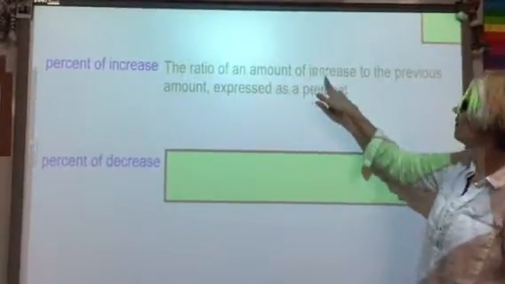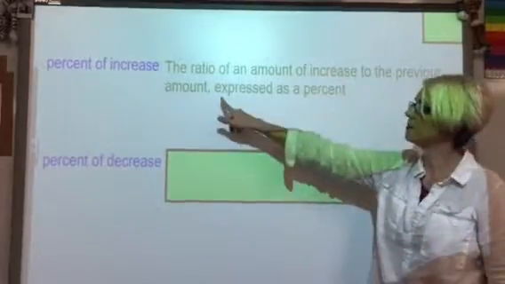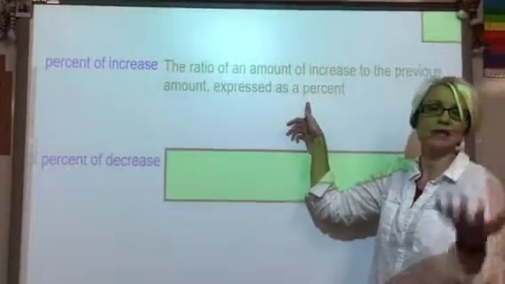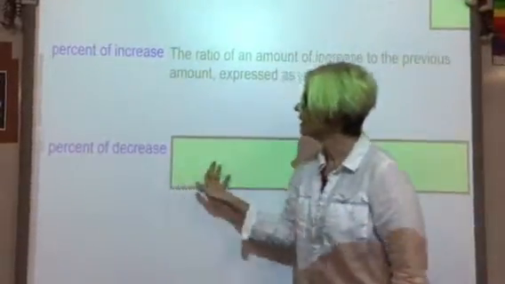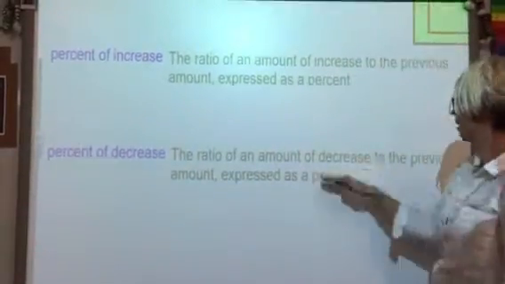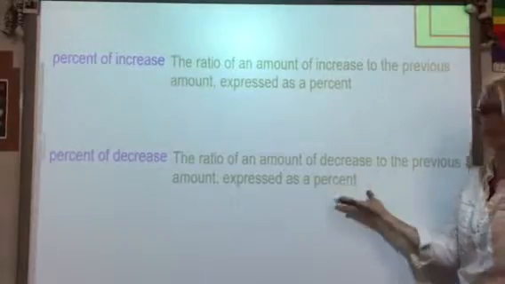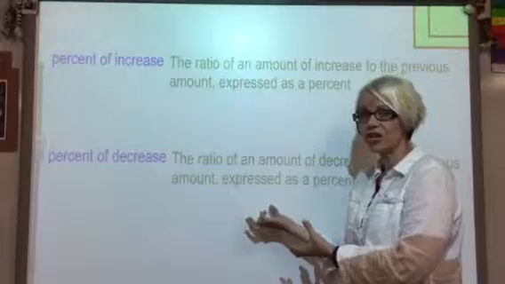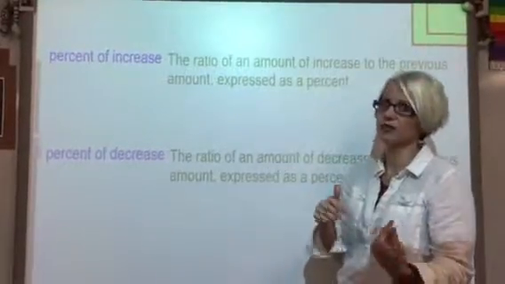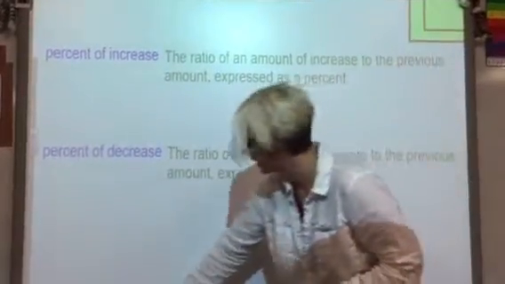It is the ratio of an amount of increase to the previous amount expressed as a percent, and I'm going to give you a proportion to follow, like a formula. A percent of decrease is the ratio of an amount of decrease to the previous amount expressed as a percent. So basically you're going to find the percent of change first and then say if it's an increase or a decrease, and I'll show you what I mean by that.